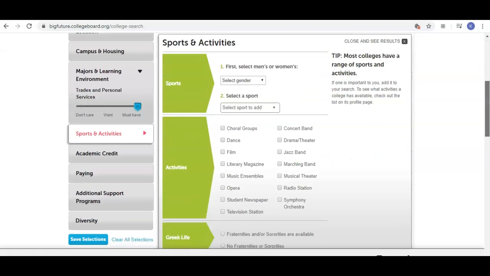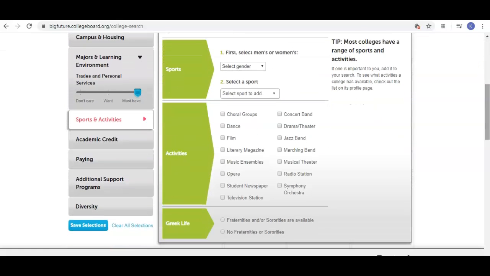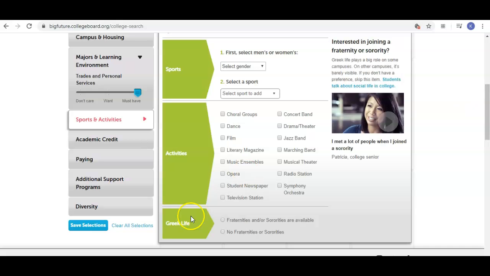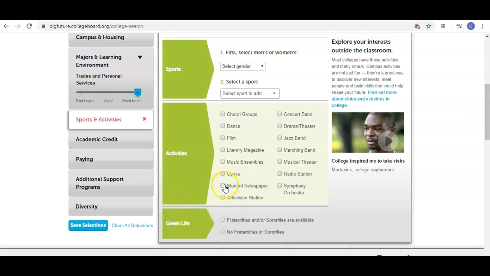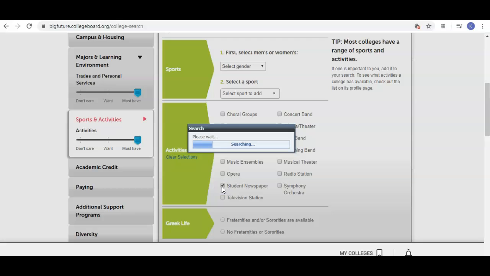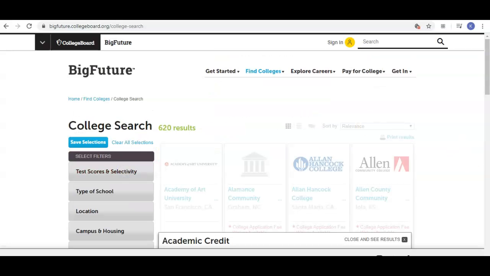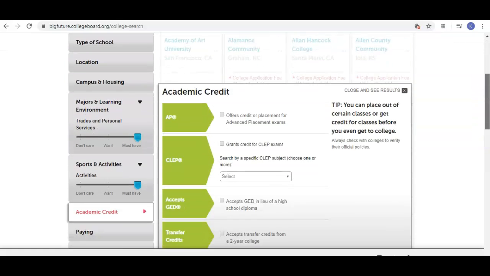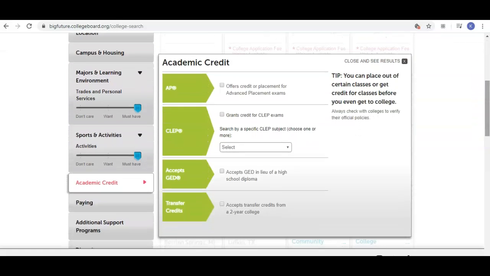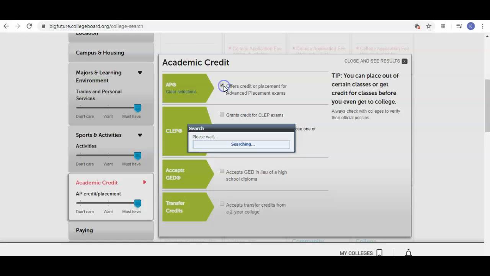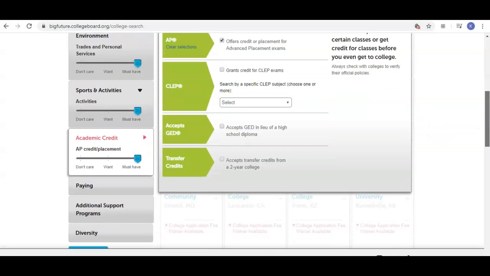Sports activities. So if you want to go to school with a specific sport or an activity, like you know that you were meant to be a part of a student newspaper, and that's the most important thing for you, you can click that there. Academic credit, not important for right now, unless you're an AP student, maybe you want to click that. That might be important to you.